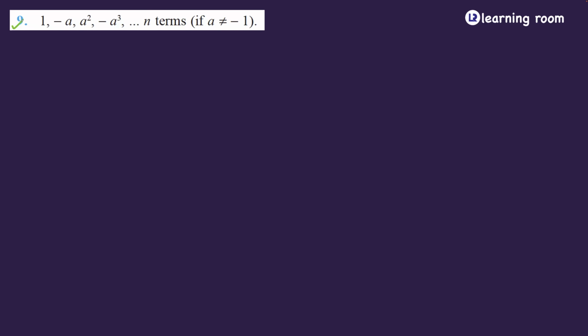For the ninth one, if you observe, the question is going to be 1, comma, minus a, square, minus a cube, and so on till n terms. So we need to find what is the value of a first. So a is 1, r is equal to minus a. So what is going to be the sum of n terms? It will be a into r power n minus 1 divided by r minus 1.